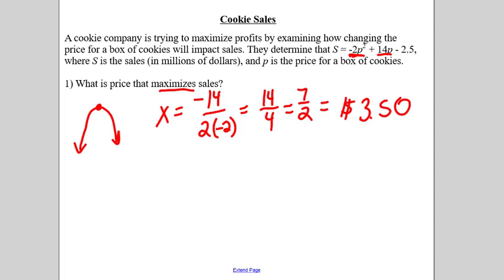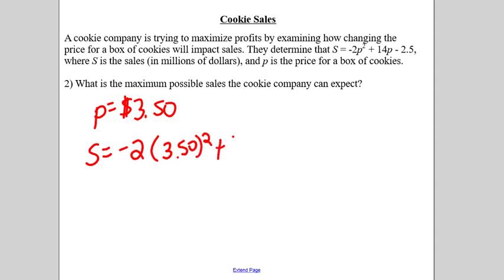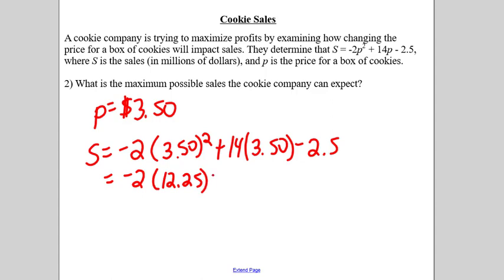Now, on top of that, we get to our second part of the question, which is what's the maximum sales expected. So if we know that the price is $3.50, we can substitute that into our sales equation. So negative 2 times 3.50 squared plus 14 times 3.50 minus 2.5. Remember, it's 3.50 squared, so that's 12.25. 14 times 3.50 is 49, minus 2.5.